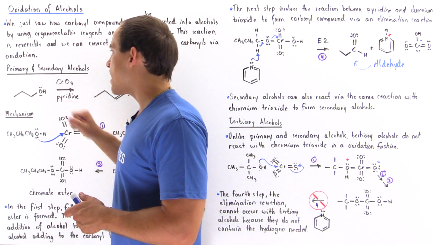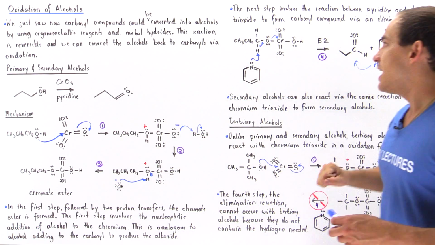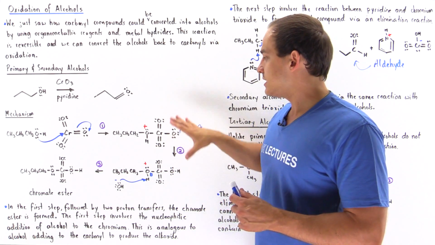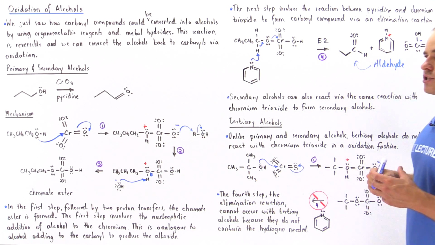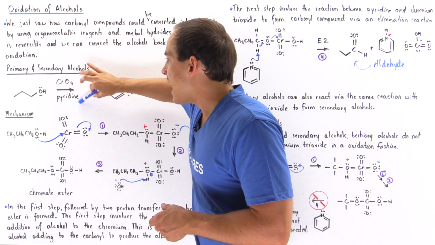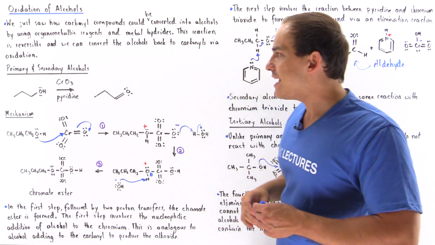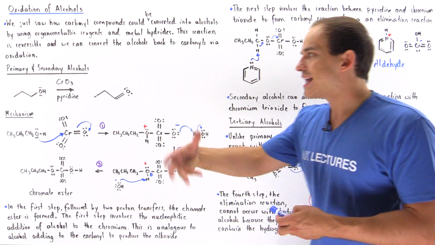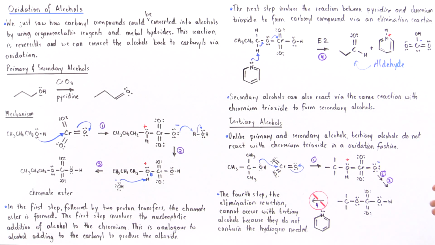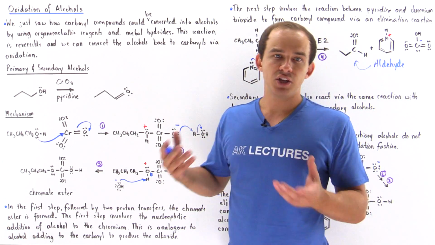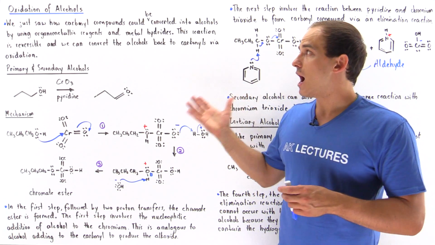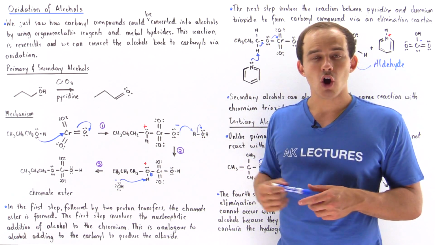So if we use primary alcohols, we form aldehydes. If we use secondary alcohols, we form our ketones. And this is the mechanism by which this reaction takes place. Once again, it's important to emphasize that these reagents are not the only reagents that can be used to successfully transform our primary and secondary alcohols into aldehydes and ketones. Other reagents can be used to conduct this same reaction, the same oxidation reaction of alcohols into carbonyl compounds.